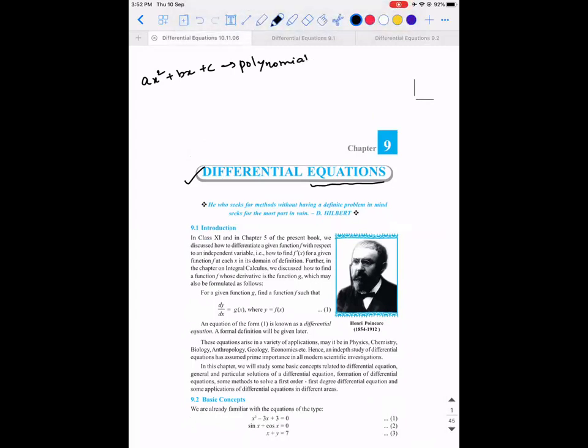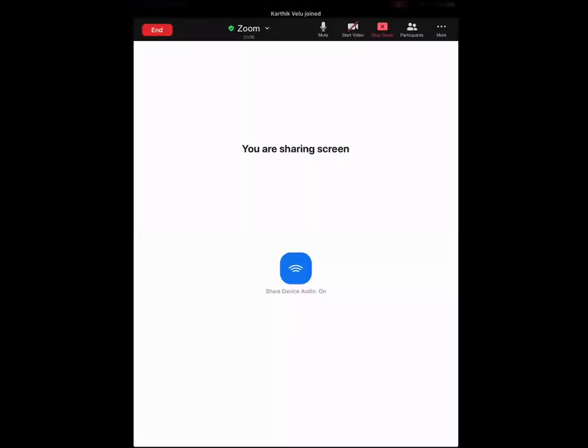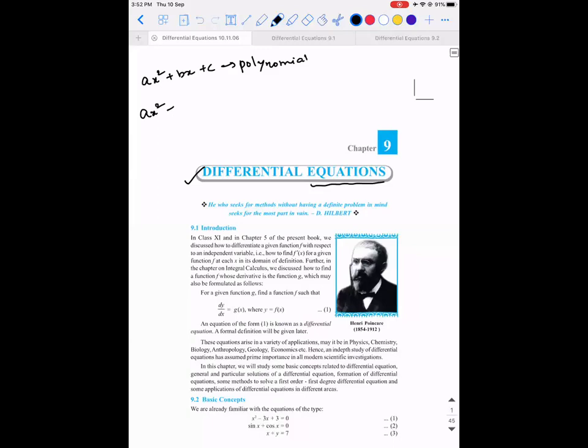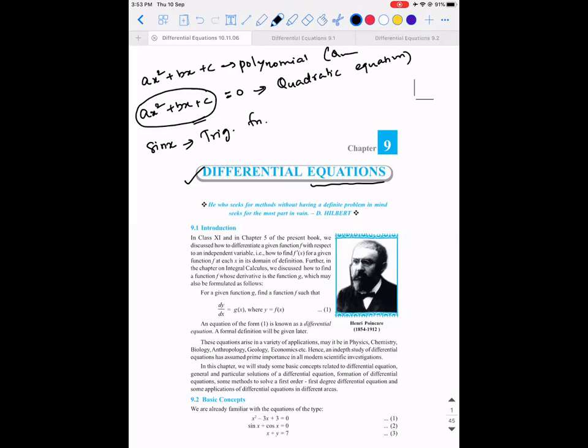Right. When can this polynomial become a quadratic equation? When it is equated to something. When it is equated to 0. So the general form is like ax square plus bx plus c equal to 0. If there is an equal to symbol, yes, it becomes an equation, right? Then we call it quadratic. Here you would have called it a quadratic polynomial. Here we call it a quadratic equation. Similarly, if I give you sin x, it's a trigonometric function. If I give you sin x is equal to 0, it becomes a trigonometric equation.